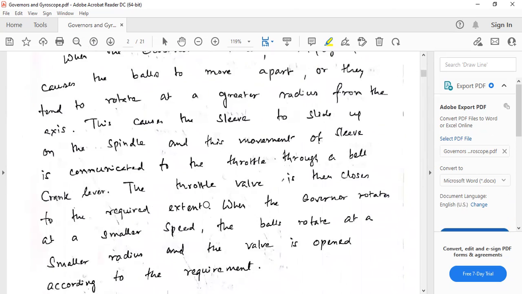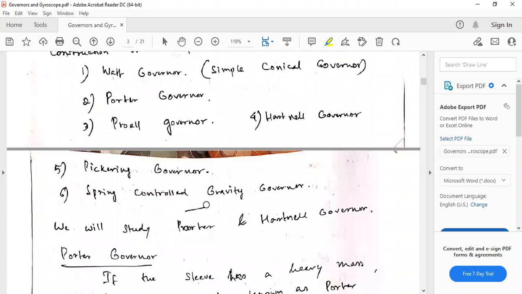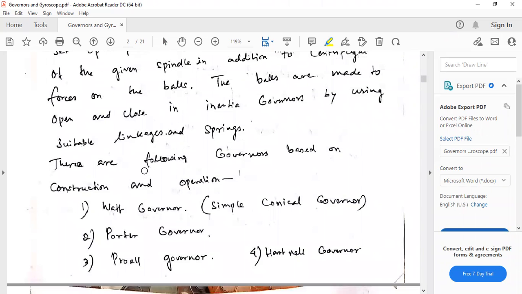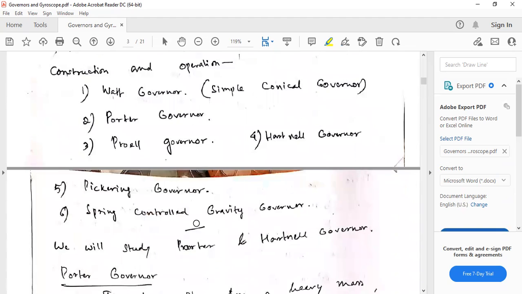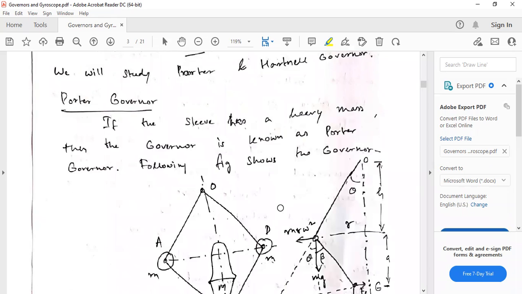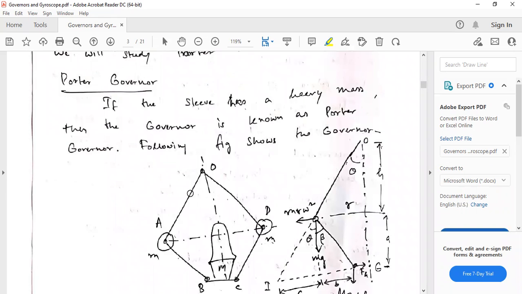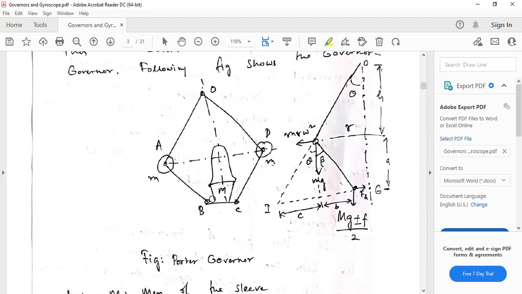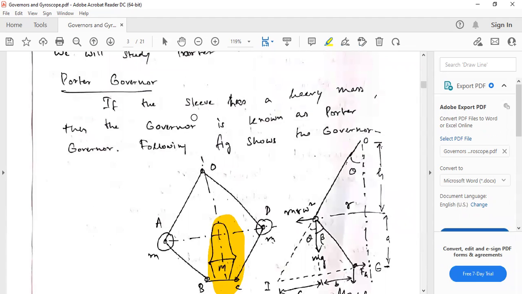Next, you have some of the governors whose names are written: Watt, Porter, Proell, Hartnell, Pickering, spring controlled governor. These are different types of governors with different uses, and their construction goes from simple to complex. We will go through two of them, Porter and Hartnell. Porter governor is where we have a heavy mass here, at the spindle part. Sorry, not spindle.